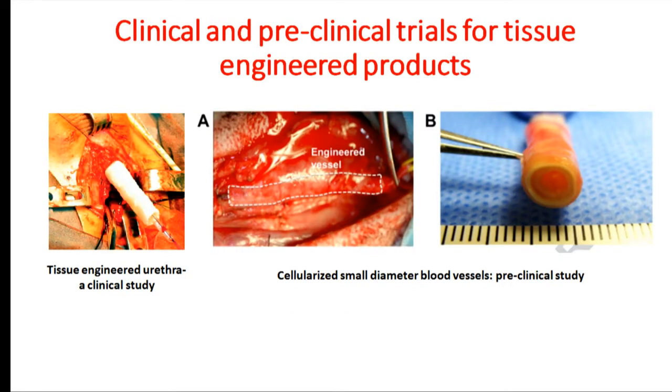So those are the clinical and preclinical trials for tissue engineering products. This is a tissue engineered urethra. That is a clinical study going on, and this is cellularized small diameter blood vessels, a preclinical study. So again, it means the blood vessels are able to grow in the labs as well, and then whenever they are required, they could be put back.